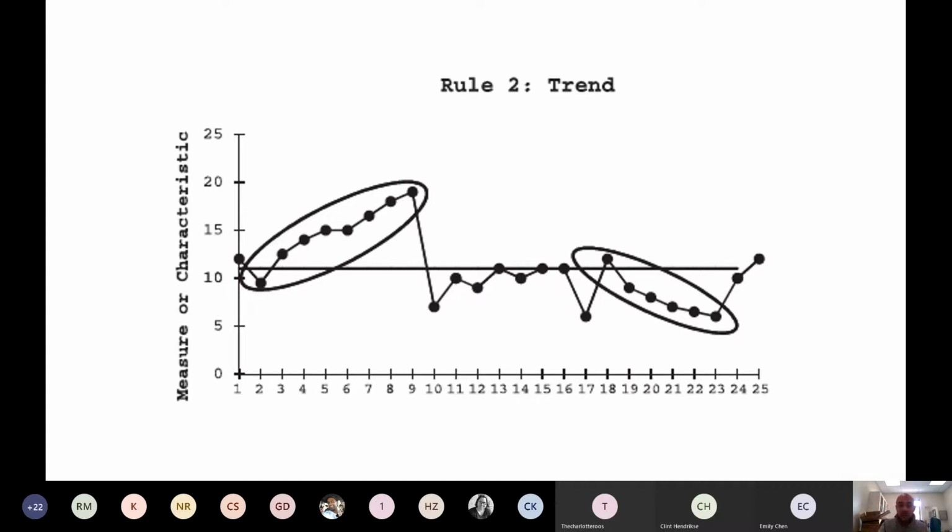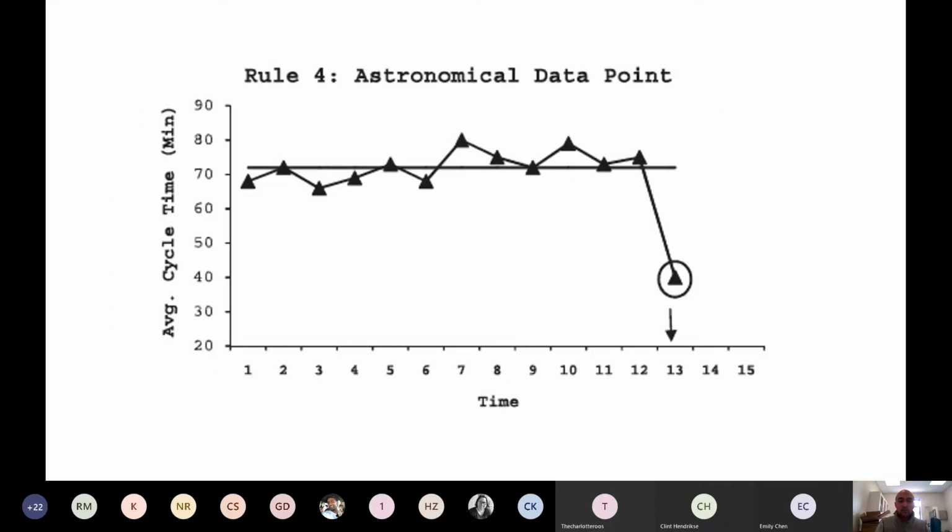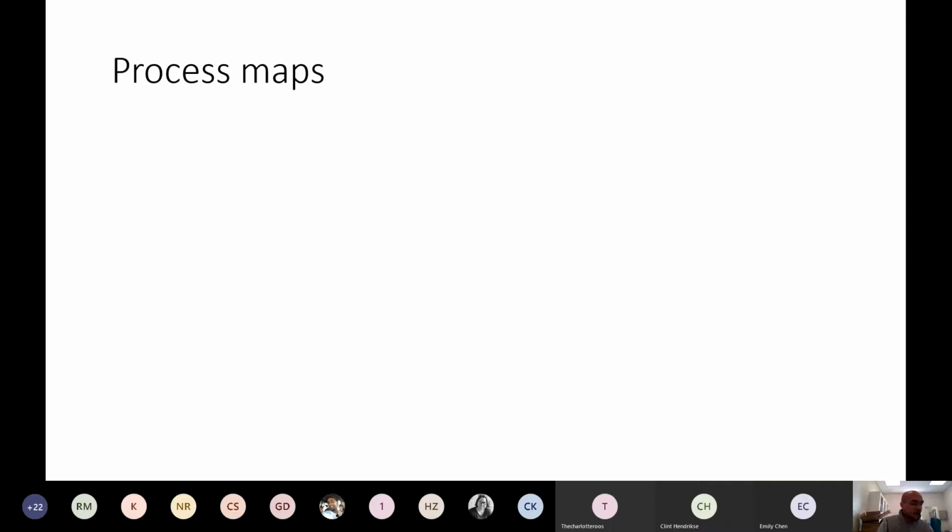That's how it happens. And now the number of runs is just another one. We know what is variation and what is true improvement, etc. Basically, there should be a number of runs, it should cross the midline a number of times. If it doesn't, it's probably due to true improvements. I'm going to skip that one.